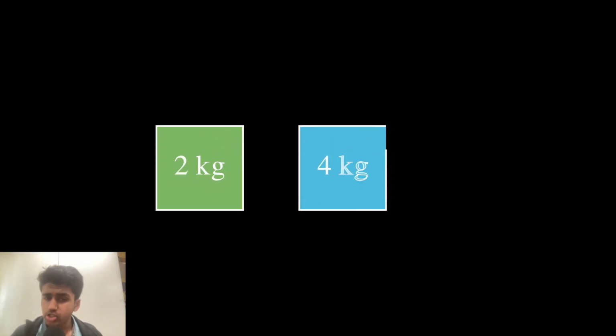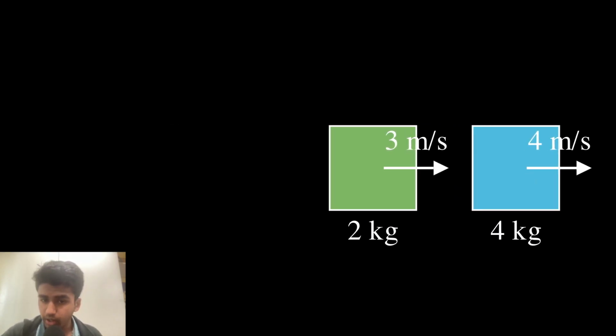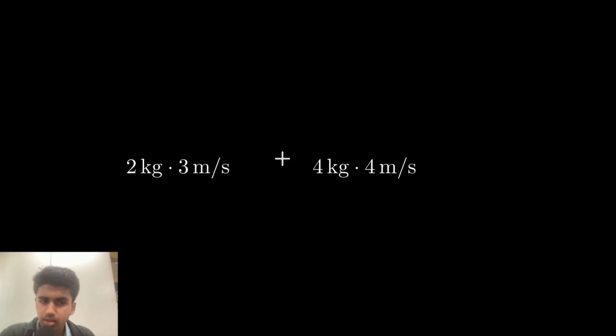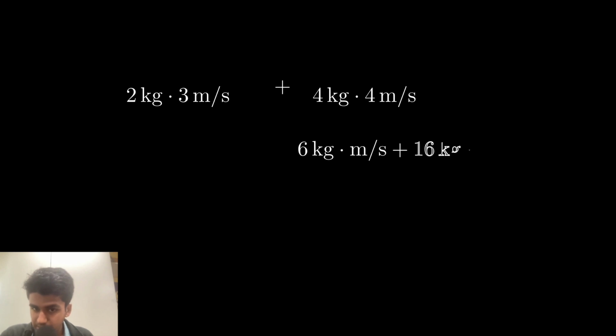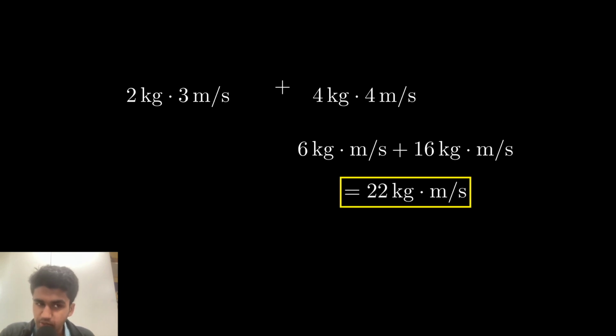Now as you can see, there are two blocks, one of 2 kilograms and one of 4 kilograms, and one moves at 3 meters per second while the other moves at 4 meters per second. So what is the momentum of this system? All we do is multiply each individual mass by its corresponding velocity, do this for all the masses, and sum it up. For this problem, 2 kilograms times 3 meters per second plus 4 kilograms times 4 meters per second gives us 6 plus 16, which is 22 kilogram meters per second.